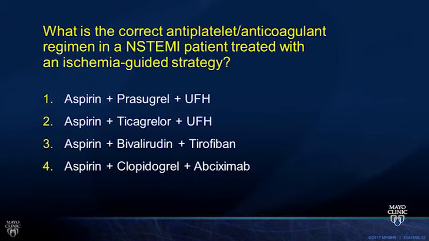We'll move to a question as the transition. What is the correct antiplatelet and anticoagulant regimen in a non-STEMI patient treated with an ischemia-guided strategy? Aspirin, prasugrel, unfractionated heparin; aspirin, ticagrelor, unfractionated heparin; aspirin, bivalirudin and tirofiban; aspirin, clopidogrel, and abciximab.